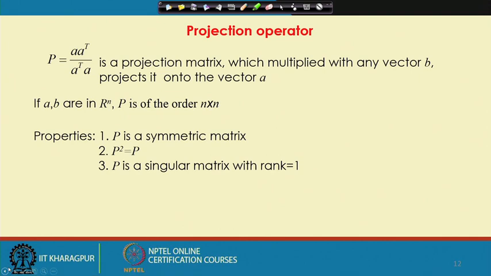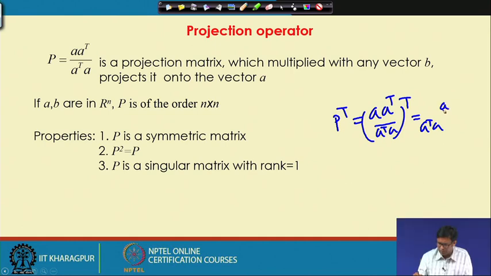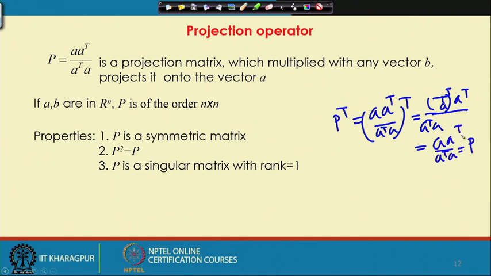P is a symmetric matrix, and we can see that very quickly that P transpose is equal to A transpose A whole transpose. A transpose A is a scalar, so it should come out of it, and A transpose is again A transpose into A transpose divided by this. So, this is again A transpose by A transpose A is equal to P. So, P transpose is equal to P, that means P is a symmetric matrix.